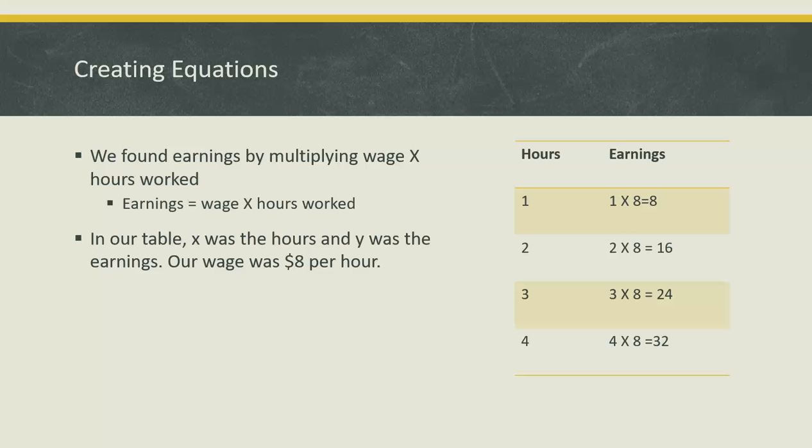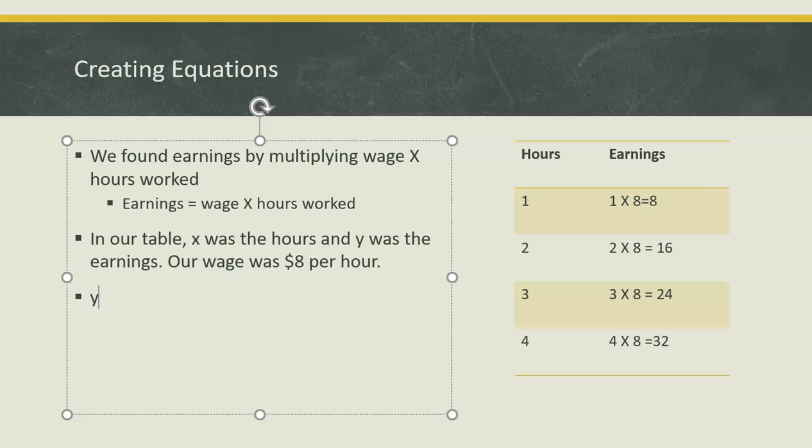Let's go back to our earnings chart from earlier in the week. We found our wages by multiplying the hourly wage times the hours worked. That gave us our total earnings. That is going to help us create our rule. Remember, we said earnings equals the wage times the hours worked. y stands for the earnings. The wage was always the same. It was $8 per hour times x, or the number of hours worked. Let's try graphing this again and seeing if it matches up.